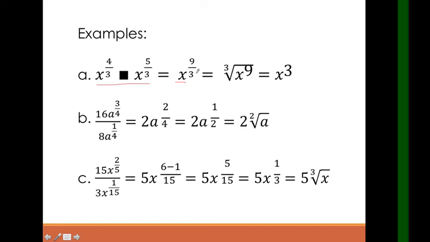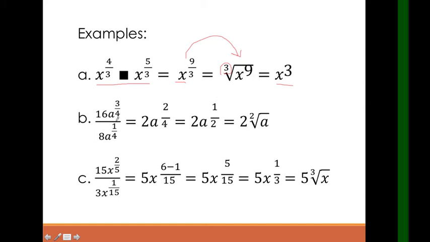And to turn this into a radical form, we have, first, write the base, write the numerator as the exponent of the base, and 3 as the index of the radical symbol. So we have cube root of x raised to 9 is equal to, actually 9 divided by 3 is 3. So we have x raised to 3.